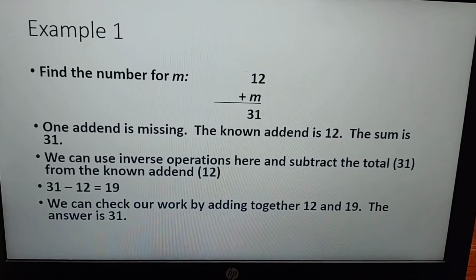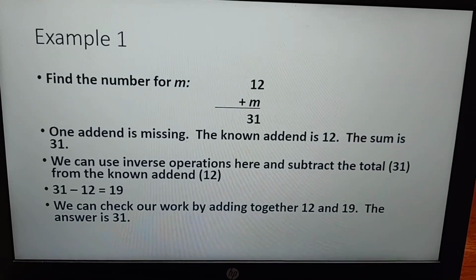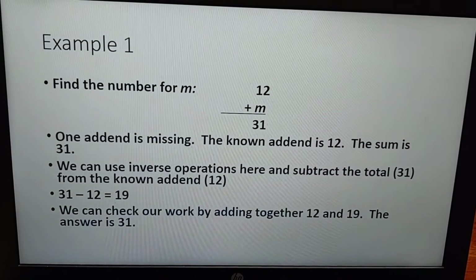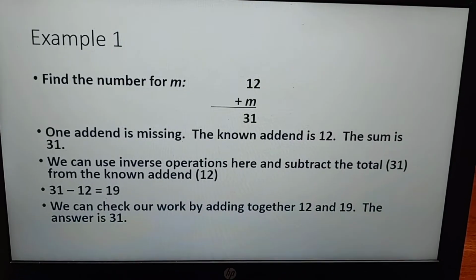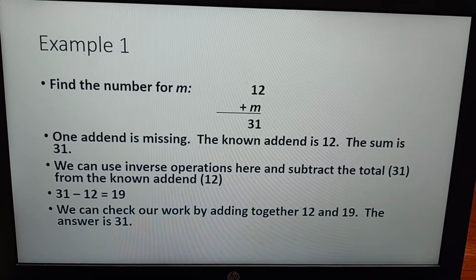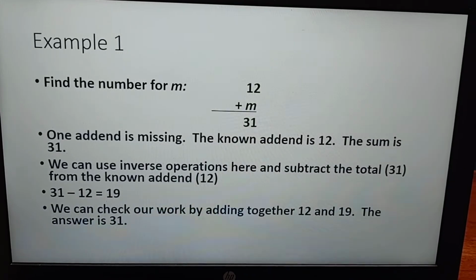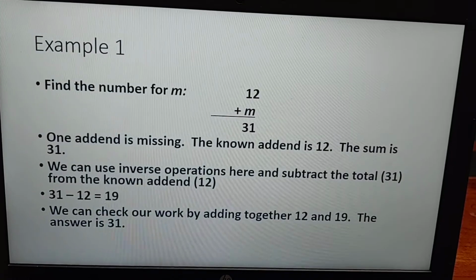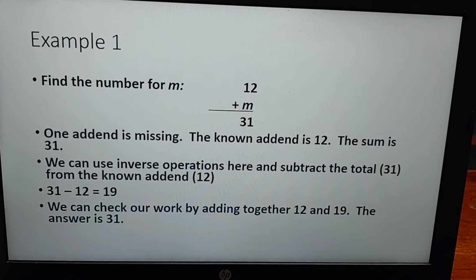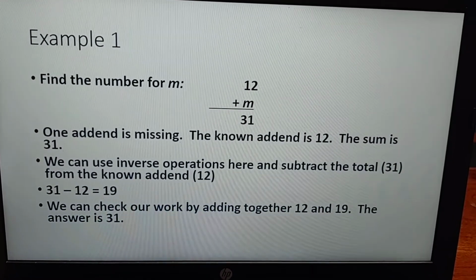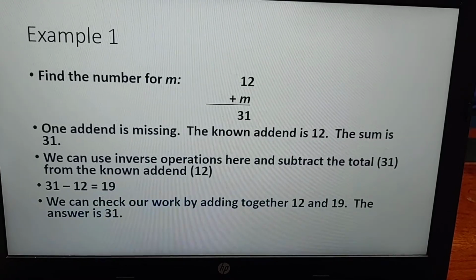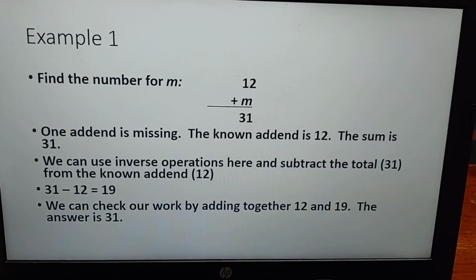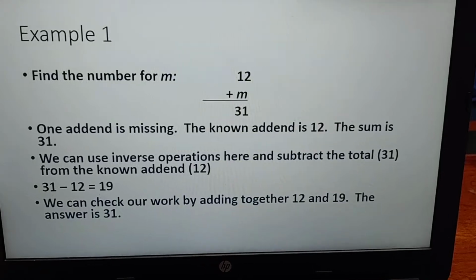So, our first example is this. When you find missing numbers in addition and subtraction, you're actually doing some algebra. That's what algebra is about, finding missing information. Here we have our first example. We need to find the number for m. We have 12 plus m equals 31. One addend, m, is missing. We don't know the information. We do know one addend is 12, and we know the sum is 31.